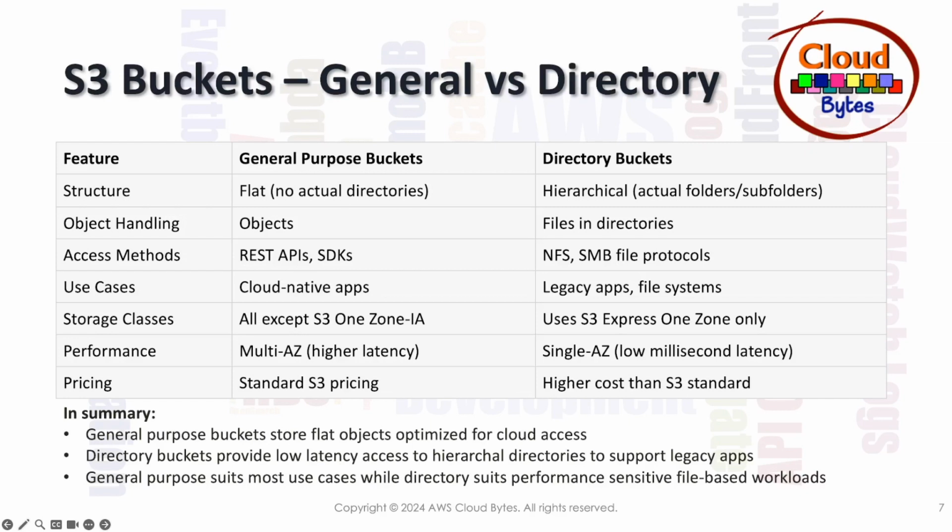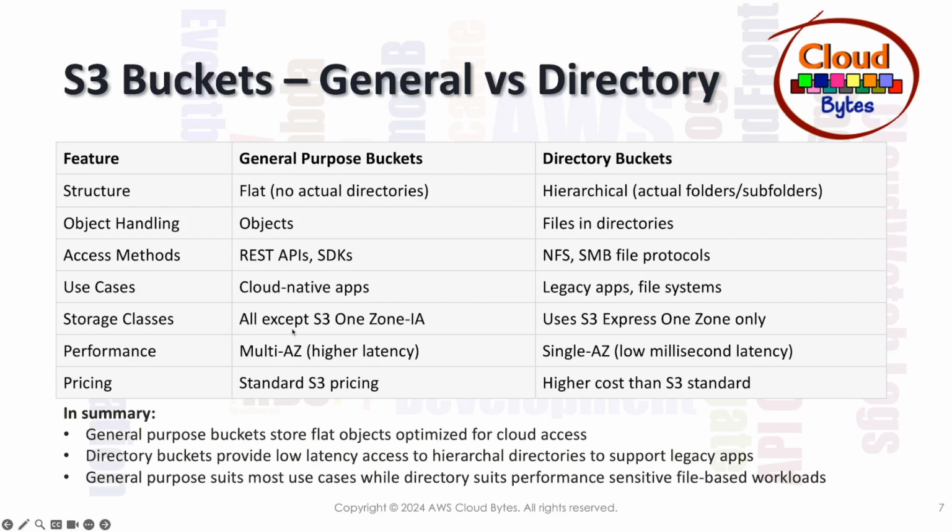The structure of a general purpose bucket, or the standard bucket, is flat. There are no actual directories, while the directory buckets are hierarchical. They have folders and subfolders. The object handling is like objects in the standard bucket, and in a directory bucket, they are files in directories. The access management is REST API and SDK for general purpose, and then you have network file storage and SMB protocols for directory buckets. The use cases are cloud native apps for general purpose, and directory buckets are primarily to support legacy apps and file systems.